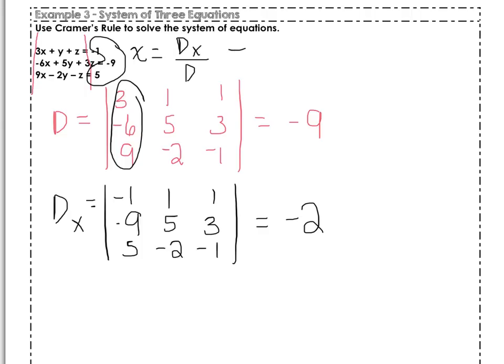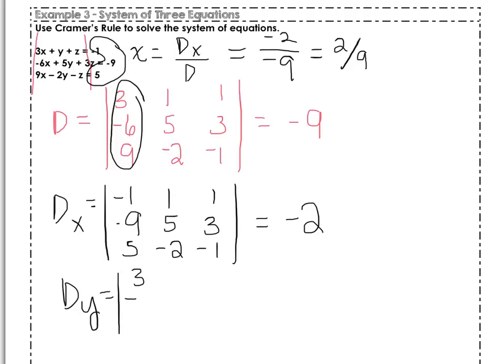So that tells me that x value will be dx over d, so -2 divided by -9, a negative divided by a negative is a +2/9. Fractions happen in life. I promise you it's going to be okay. All right, let's do dy, and maybe you guys can do dz on your own. So dy. We are not going to replace the x column.